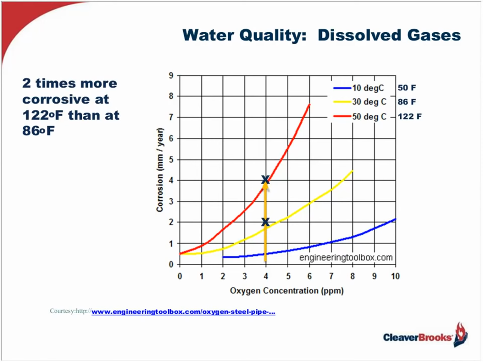Now look at the X's. For the yellow one, 86 degrees, follow along to the left of the chart and you will find a corrosion rate of 2 millimeters per year. Increasing the temperature to 122 degrees Fahrenheit, you find the corrosion rate doubles to 4 millimeters per year. 2 times the rate, with an increase of temperature of just 36 degrees.